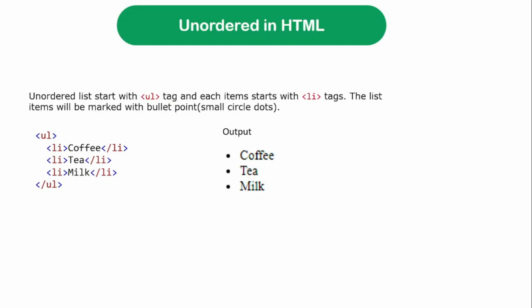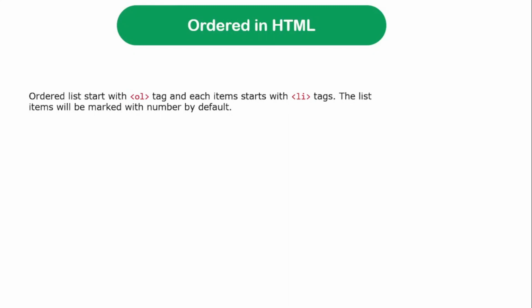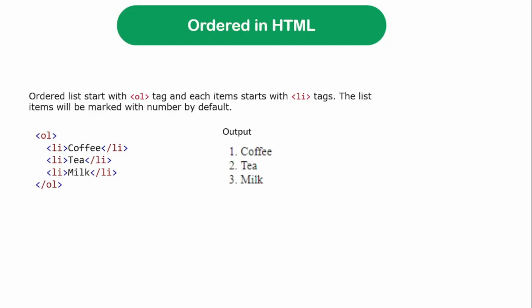And let's move ahead to ordered list. Ordered list starts with OL tag and each item starts with LI tag, and the list item will be marked with number by default. OL and LI like this. You can write ordered list like this and the output will be like this.